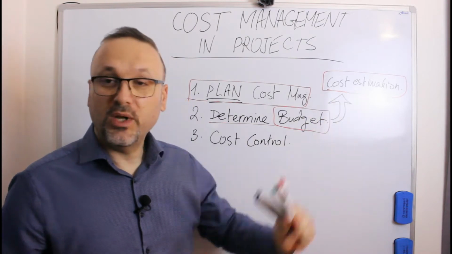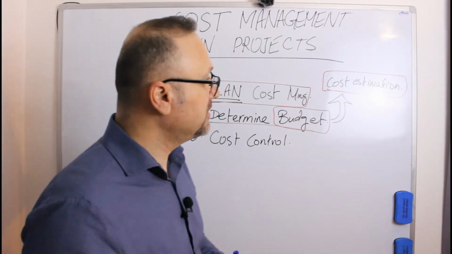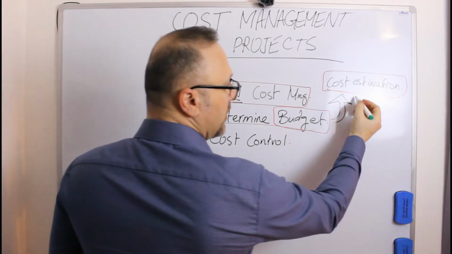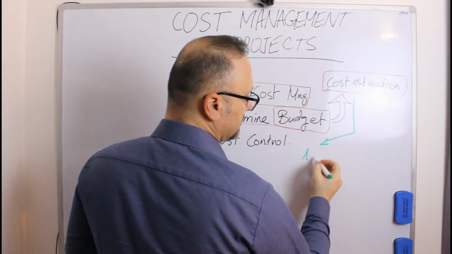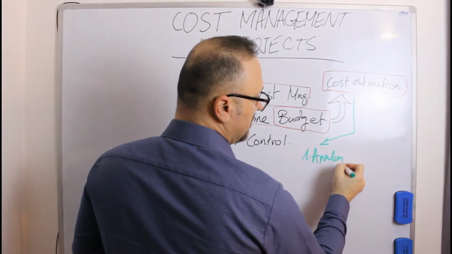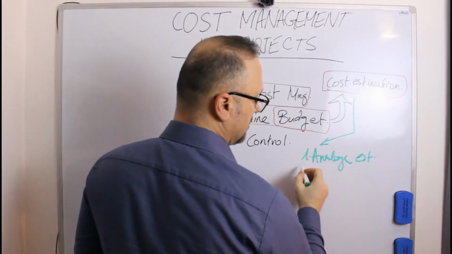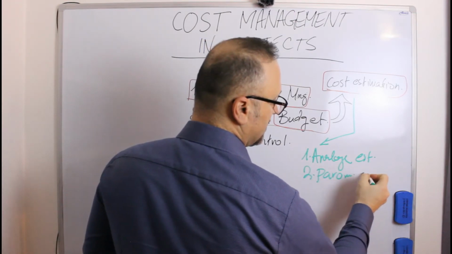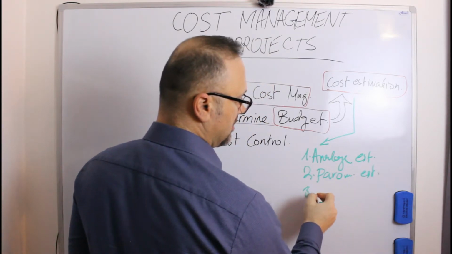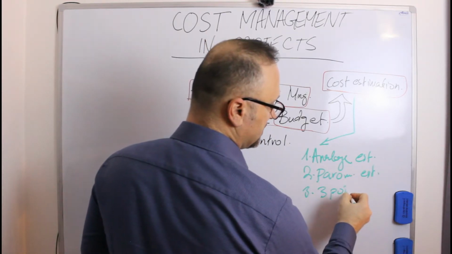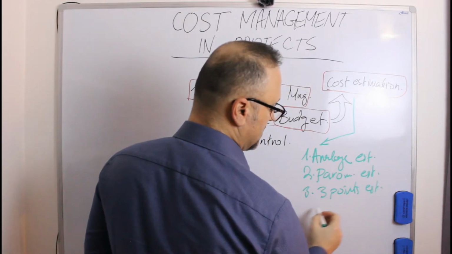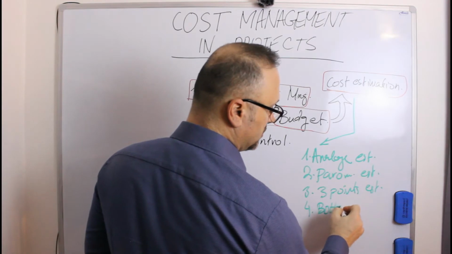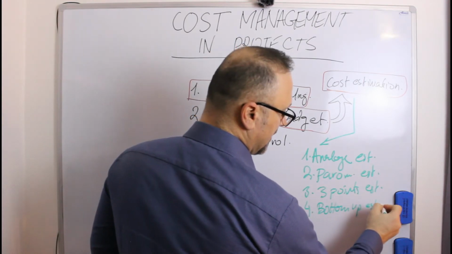So when you go to cost estimation, you will go through the cost estimation methods where you have analogous estimation, you have parametric estimation, you have three-point estimation, you have bottom-up estimation.